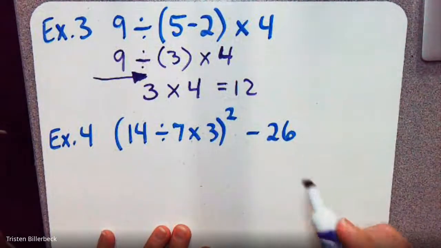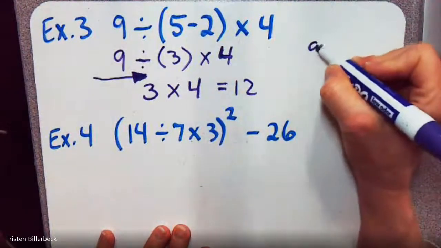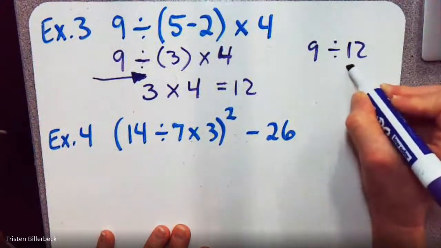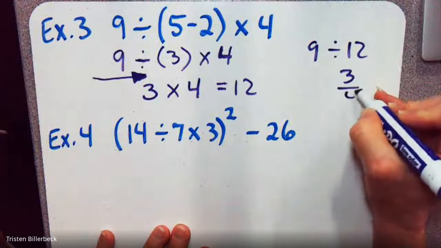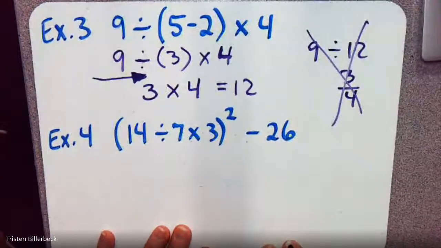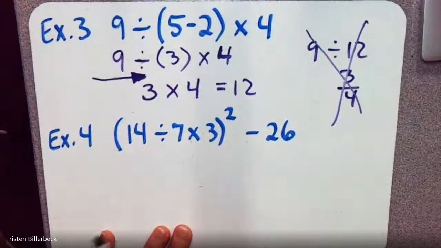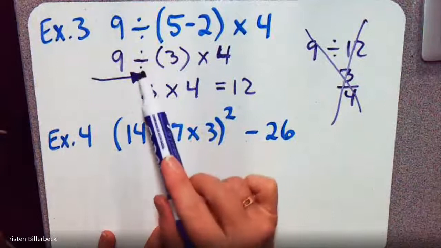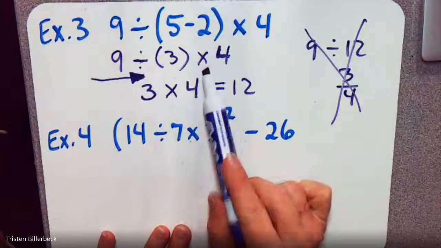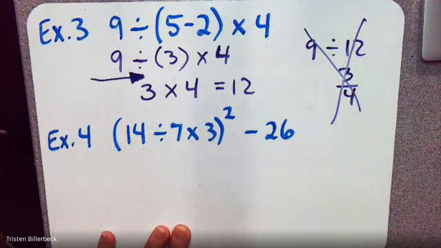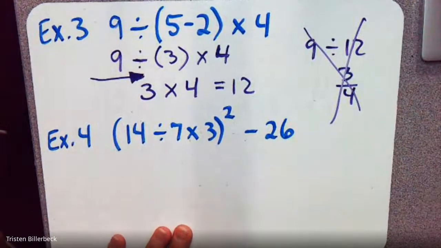If I had done it the other way, I would have had 9 divided by 12, which ends up in 3/4. I would have gotten a very bad answer. So we have to use the rule of left to right when we have division and multiplication in a mathematical sentence or an expression or an equation.